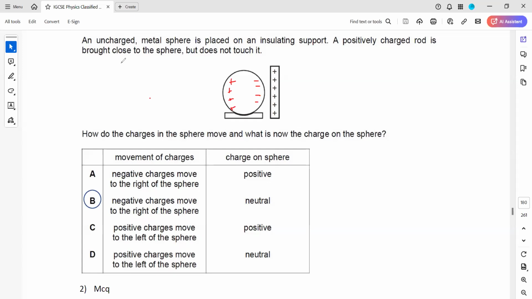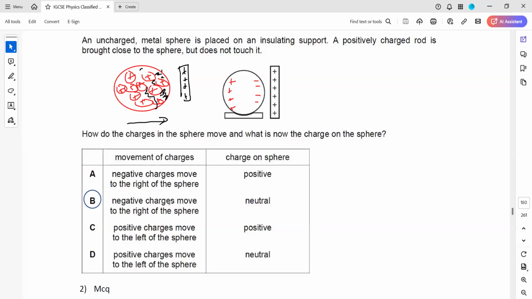Why? Because of what actually happens in a neutral sphere. There's a lattice of the positive ions and the delocalized electrons. Electrons are free to move. So the moment we bring a negative charge or a positive charge rod, what will happen? Most of the negative charges are attracted, so they will move towards the positive, but the positive ions never move. So the movement is there for the negative charges only.